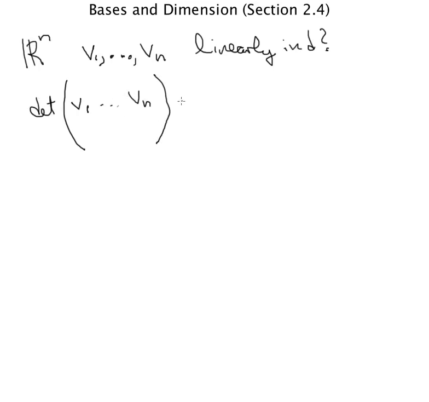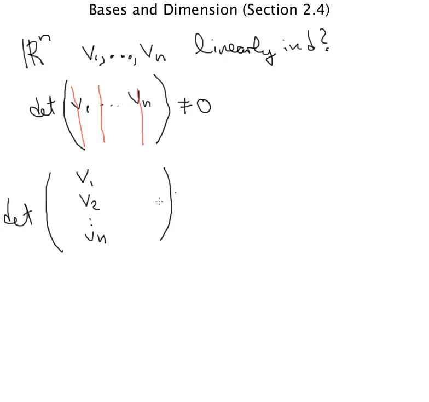And the answer is you make them into a matrix v1 through vn, and you check whether the determinant of that matrix is not equal to 0. And here I'm thinking of these as column vectors. Of course, if you thought of them as row vectors, it would be exactly the same thing. If you think of them as being rows, that's just the transpose matrix, and it's exactly the same question. And that's what you do if you have exactly n vectors in n space.